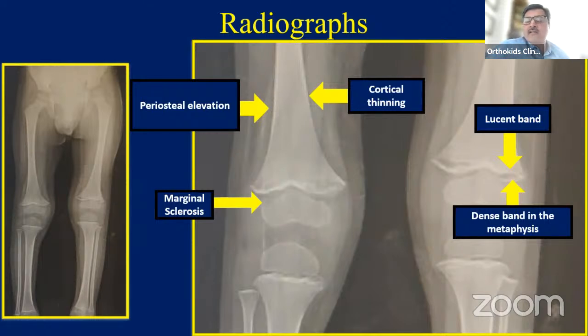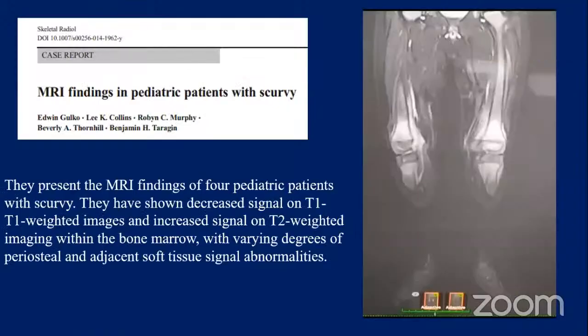Can you move ahead? And this is a wonderful journal article which reveals MRI findings in pediatric patients with scurvy, published in 2014 in Scotland. They present the MRI findings of 4 pediatric patients with scurvy. They have shown decreased signal on T1 weighted images and increased signal on T2 weighted imaging within the bone marrow.